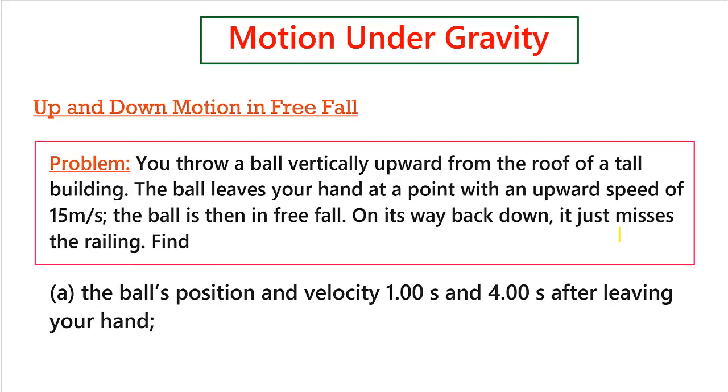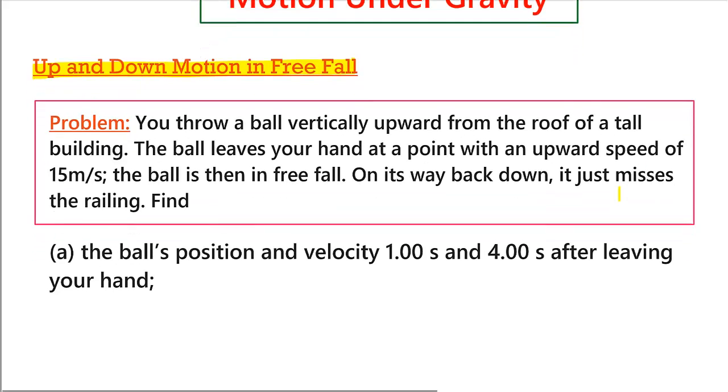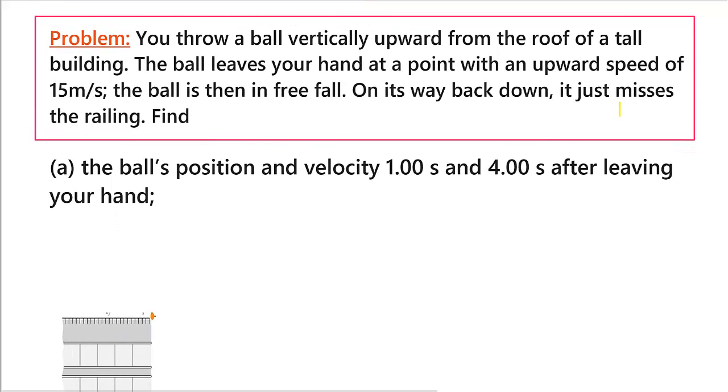Hello friends, in this video I will do a problem on motion under gravity. This problem is called up and down motion in free fall. The problem says you throw a ball vertically upward from the roof of a tall building. The ball leaves your hand at a point with an upward speed of 15 meters per second.